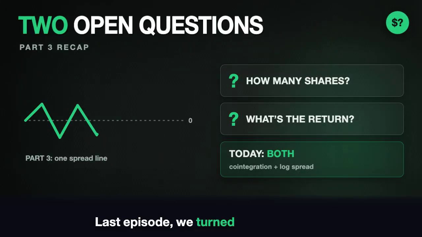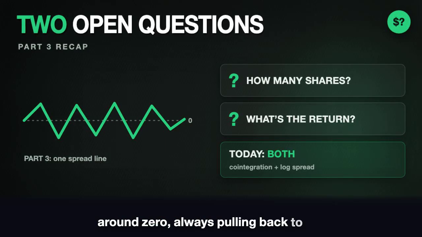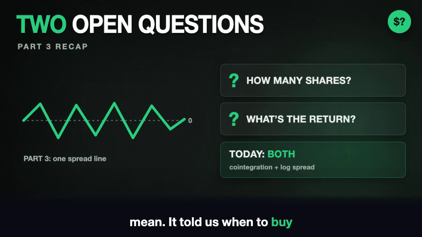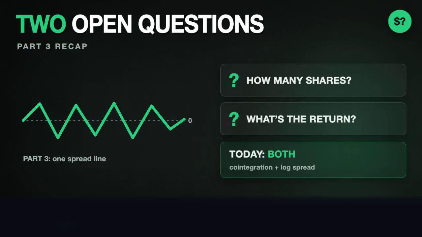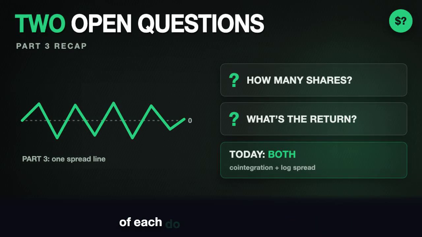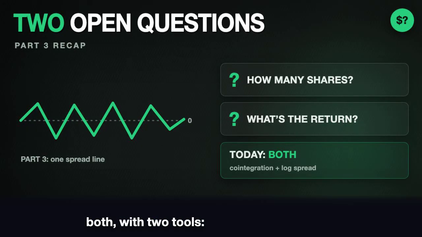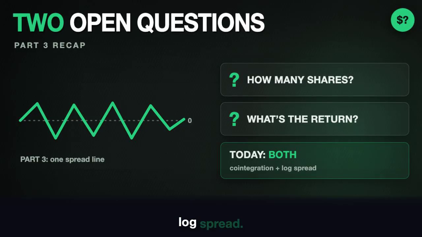Last episode, we turned two stocks into a single line. The spread, oscillating around zero, always pulling back to the mean. It told us when to buy and when to sell, but it left two questions unanswered. Exactly how many shares of each do you trade, and what do you actually earn? Today we answer both, with two tools, Cointegration and the log spread.